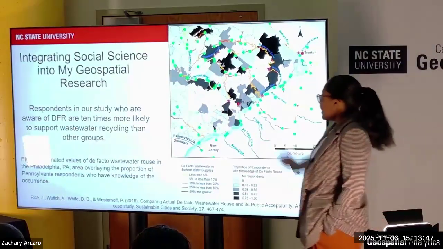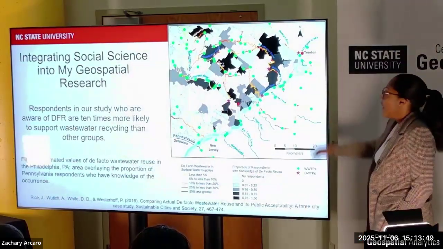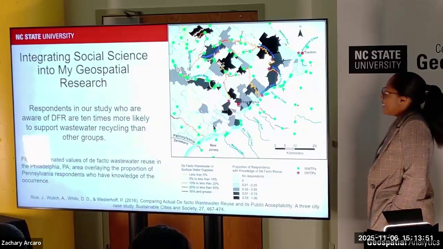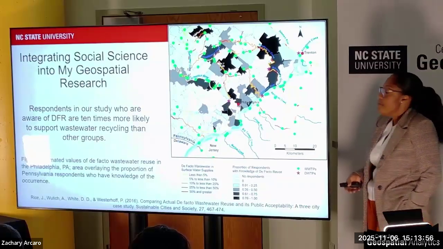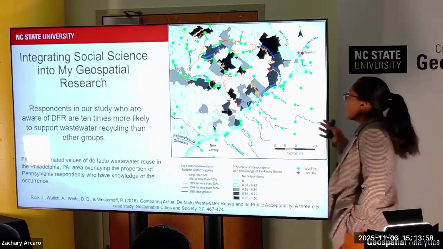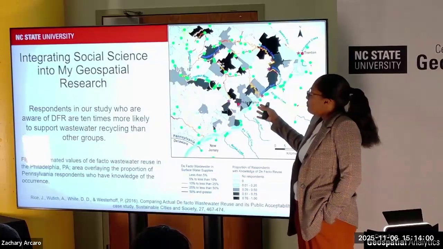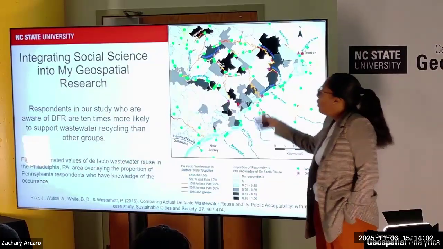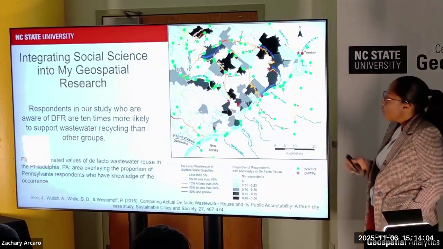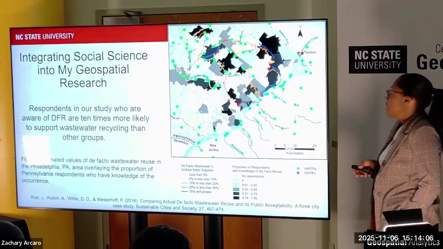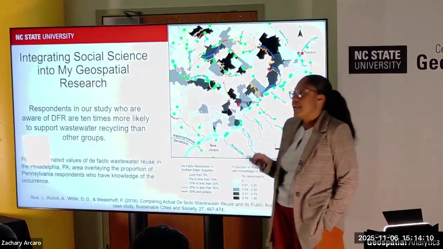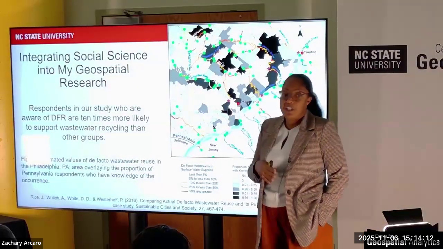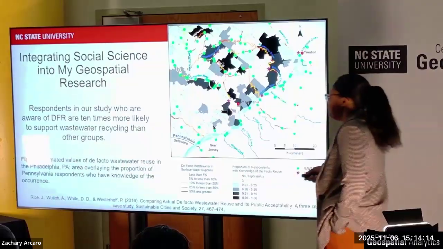And so with that, this map I like to express as areas of opportunity. Meaning we have a lot of areas where the public are being exposed to drinking water that has de facto reuse. And can we use some knowledge campaigns to help gain public acceptance for wastewater reuse in these areas?